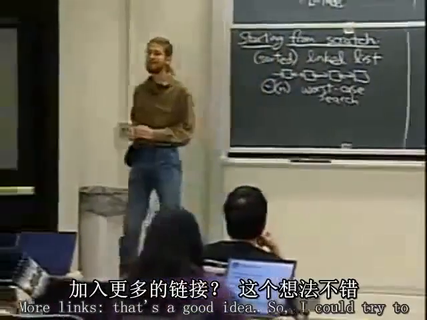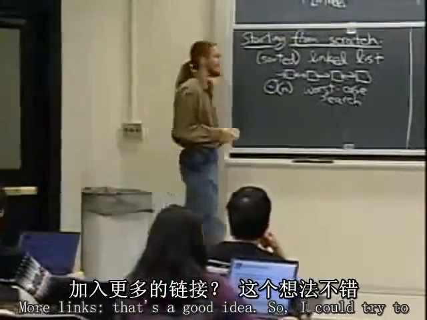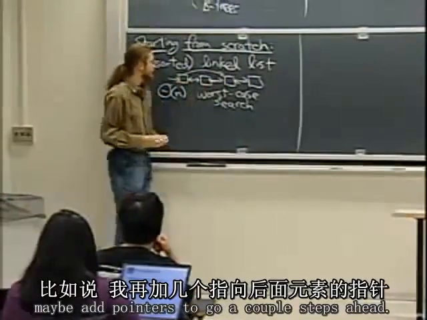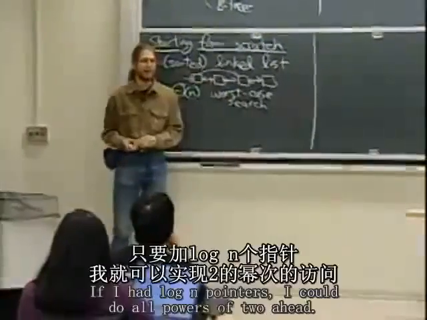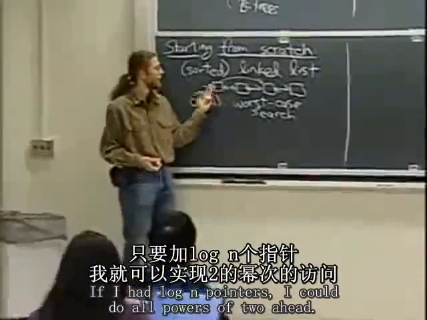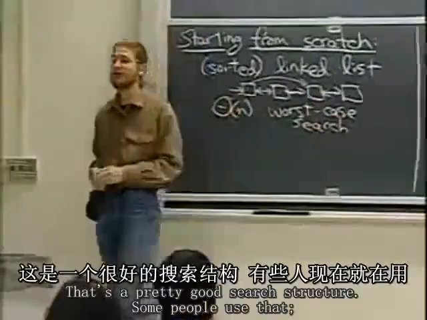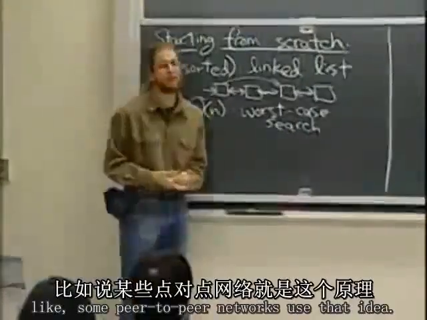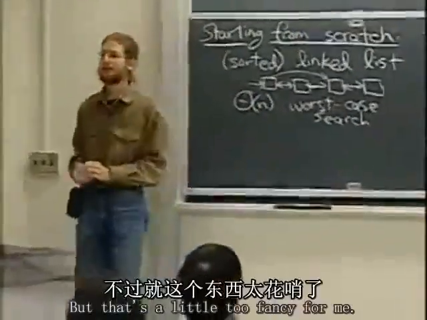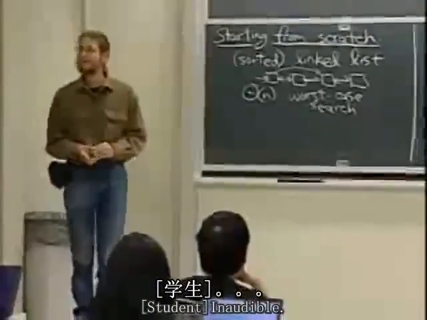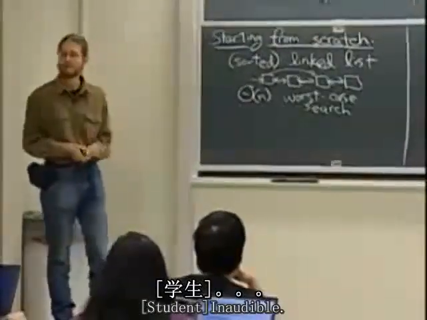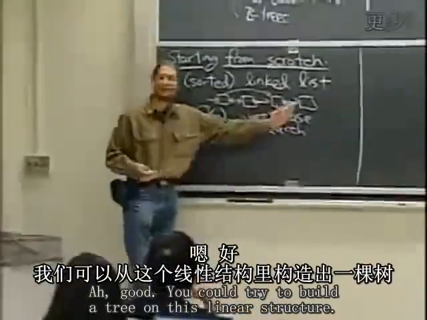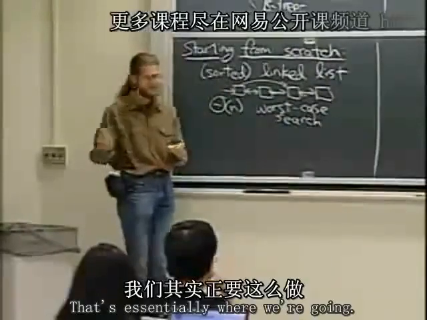More links, that's a good idea. So I could try maybe add pointers to go a couple steps ahead. If I had log n pointers, I could do all powers of 2 ahead. That's a pretty good search structure, and some people use that idea, like some peer-to-peer networks. But that's a little too fancy for me. You give each node 2 pointers, the 2 nodes that you might want if you're doing a binary search. Good. You could try to build a tree on this linear structure. That's essentially where we're going.